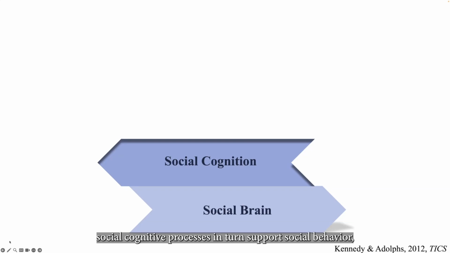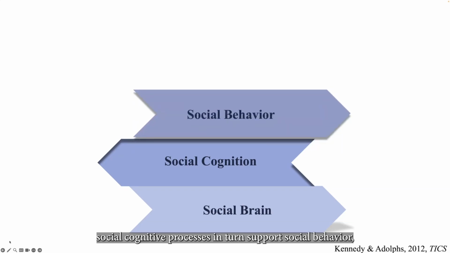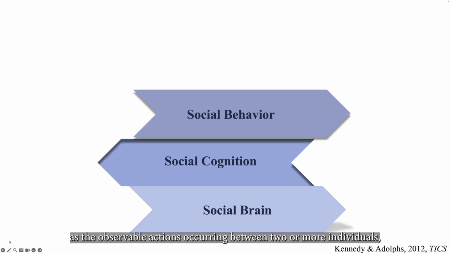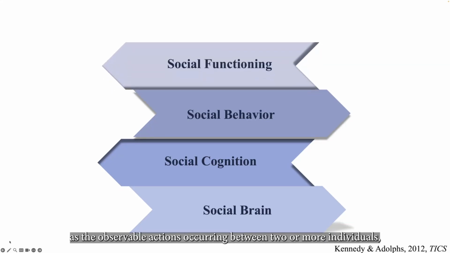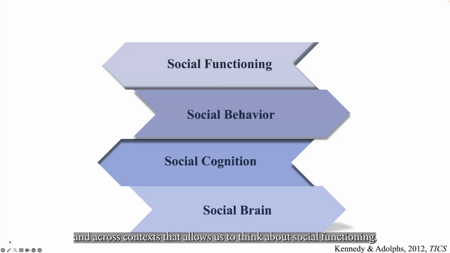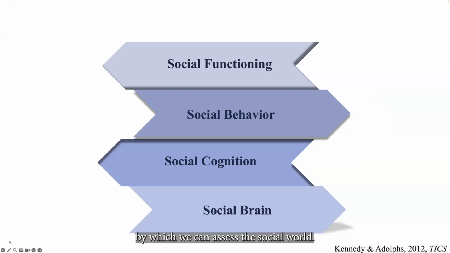Social cognitive processes, in turn, support social behavior. Social behavior can be described as the observable actions occurring between two or more individuals. And it's the evaluation of social behavior over time and across contexts that allows us to think about social functioning. This model, moving from the social brain to social cognition to social behavior to social functioning, describes a structure by which we can assess the social world.